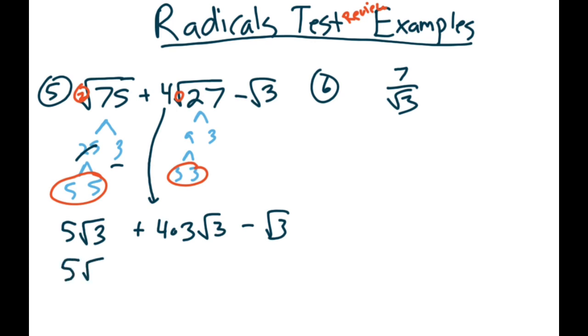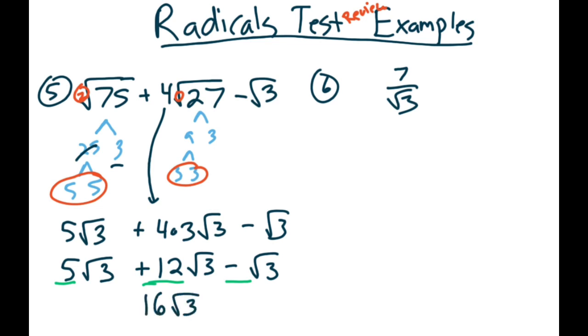So I have 5 square roots of 3 plus 12 square roots of 3 minus 1 square root of 3. 5 plus 12 is 17. Minus 1 is 16. So I have 16 square roots of 3.